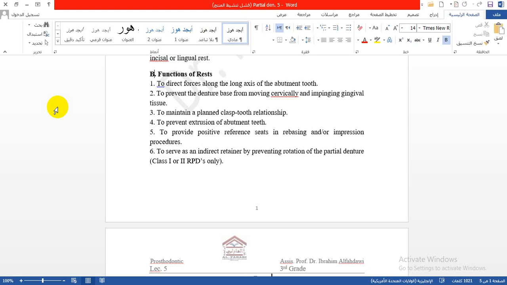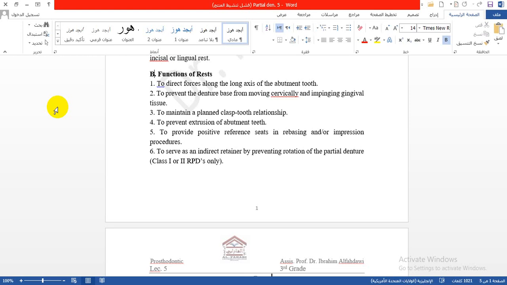3. To maintain a planned clasp-tooth relationship, so it helps define the clasp position. 4. To prevent extrusion of the abutment tooth. 5. To provide a positive reference seat in rebasing and/or impression procedures, meaning I prepare the rest seat on the tooth and then take the impression, which gives me a reference.